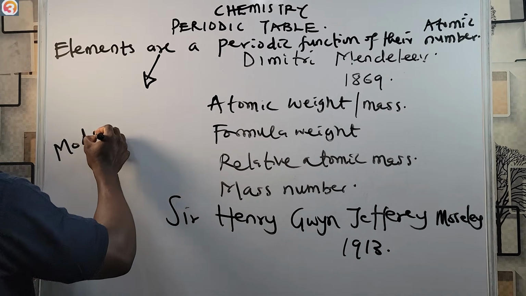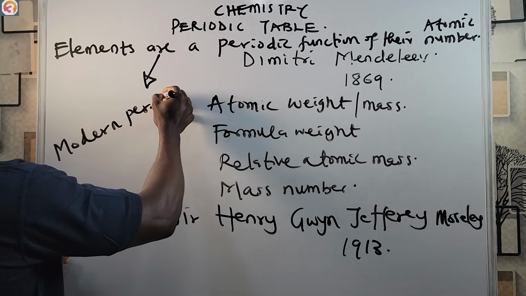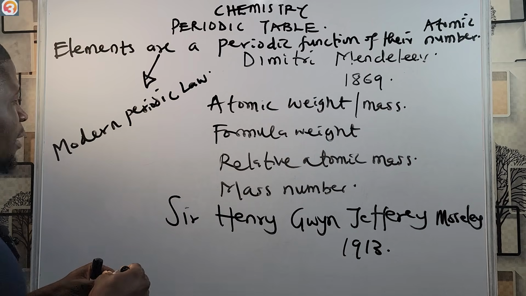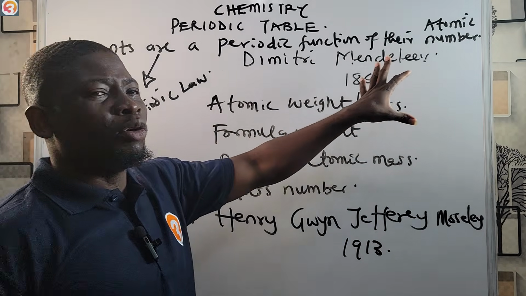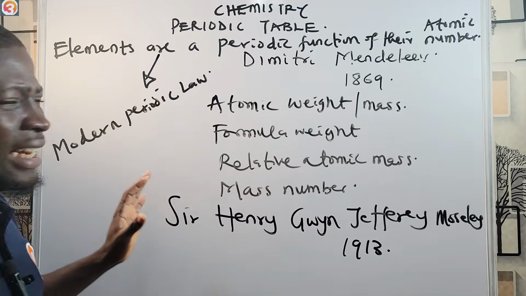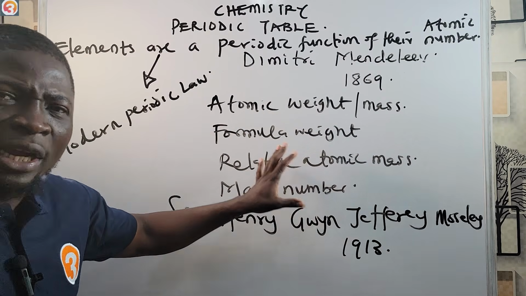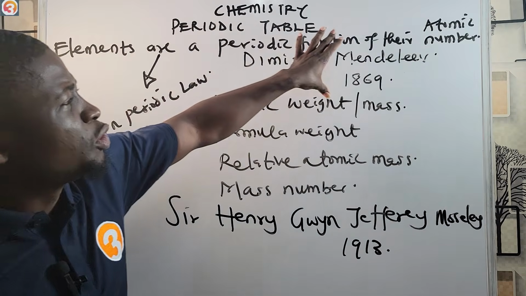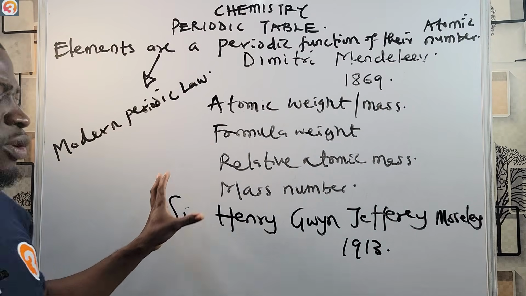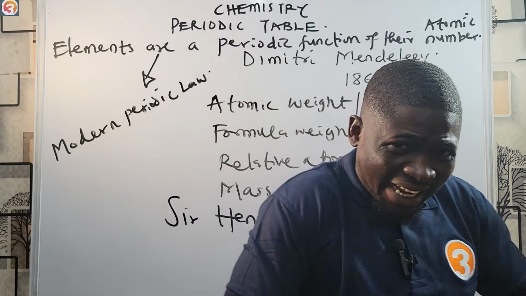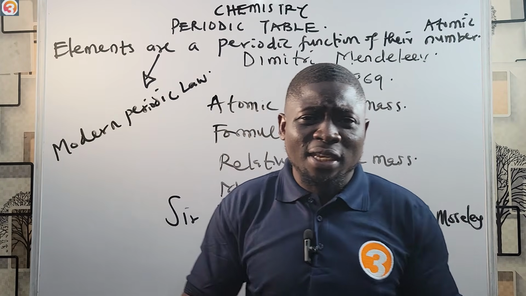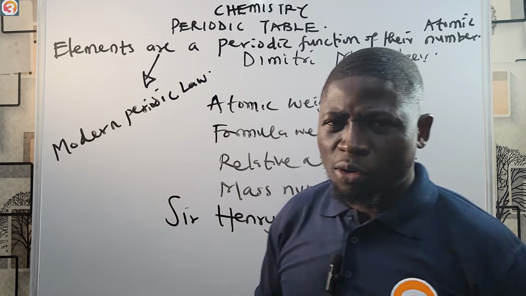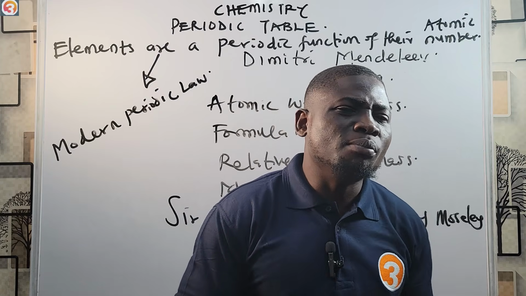The modern periodic law. All right. So the modern periodic law said that elements are a periodic function of their atomic number and not their atomic weight, mass, or any of this. All right. So remember that all this means the same. Okay. So elements are a periodic function of their atomic number. This is what we now know today, as you and I are talking and learning together, to be called the modern periodic law. Elements are a periodic function of their atomic number.